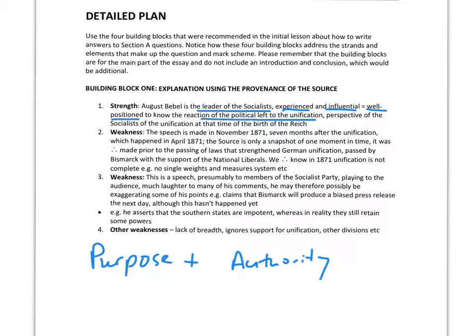Clearly, though, there are many weaknesses. The speech is made in November 1871. The source is only a snapshot of one moment in time. It was made prior to many of the things that we know eventually happened. So we know that Bismarck worked with the National Liberals to strengthen unification, and that's an opportunity to make reference to things that happened later. A nice phrase is that we as historians have the advantage of hindsight. It's both an advantage and a disadvantage, but one of the weaknesses is that it's only a snapshot at that moment in time.